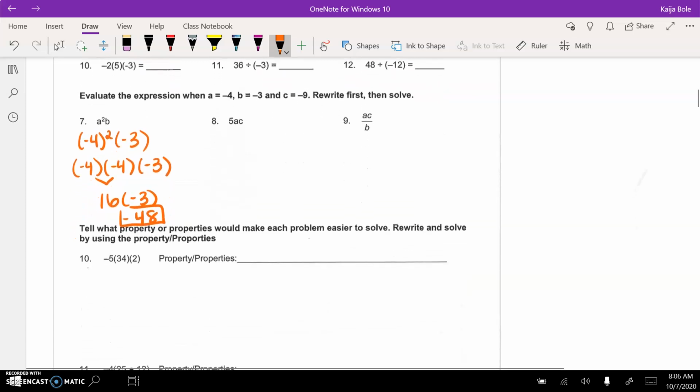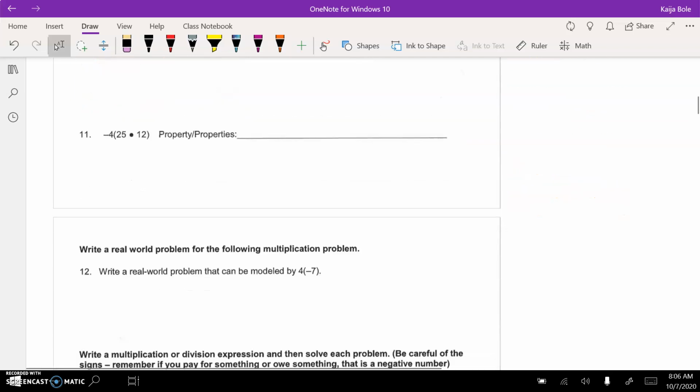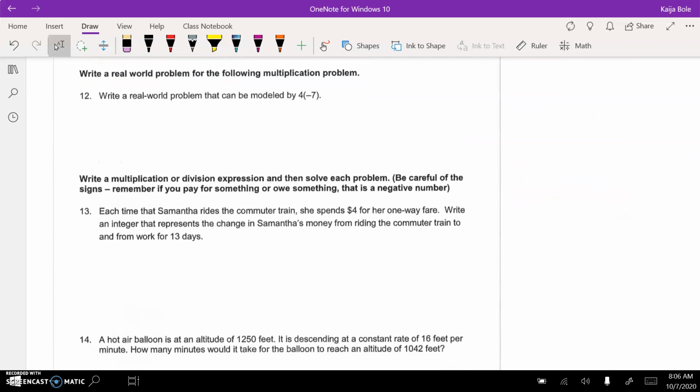All right, and then number 10 and 11 here, tell what property or properties would make each problem easier to solve. This goes back to the idea of associative or commutative. Those properties I told you would come back to haunt you if you didn't learn them the first time. So that will help you with 10 and 11. And then on the second page, 12 is pretty much writing your own example.